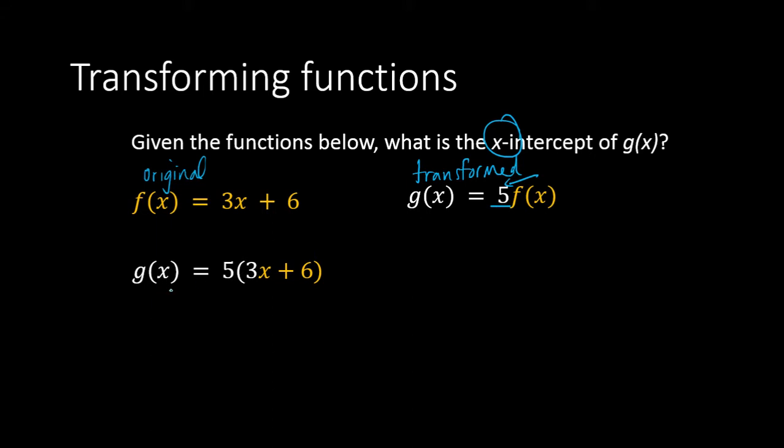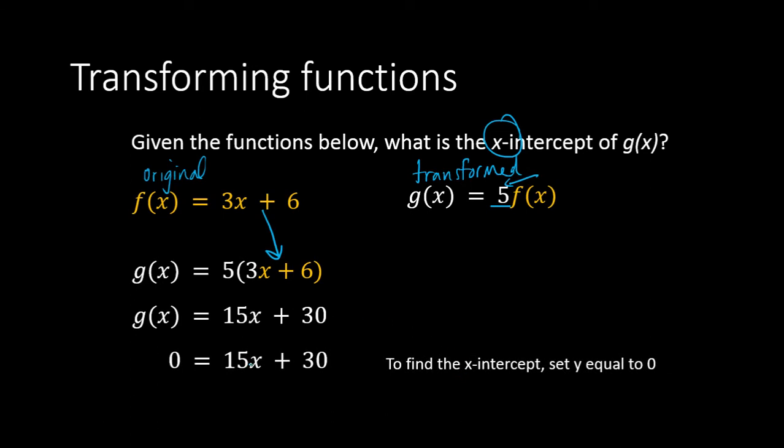So g of x equals 5 times f of x. So I've written f of x here. I simplify. g of x equals 15x plus 30. Again, I took f of x and multiplied the whole thing by 5. To find my x-intercept, I set y equal to 0.